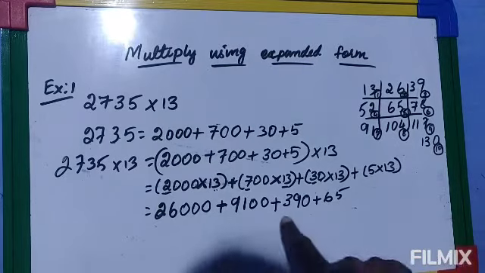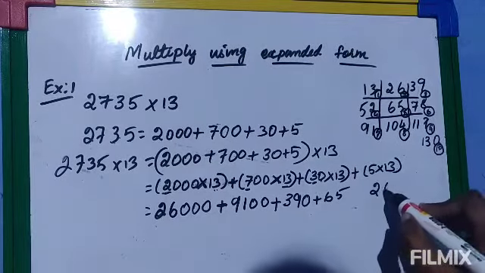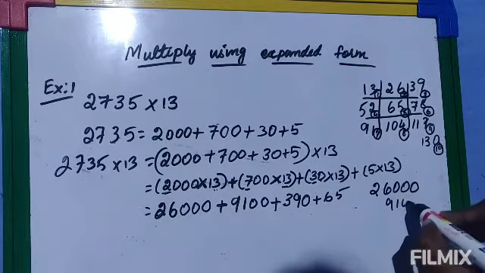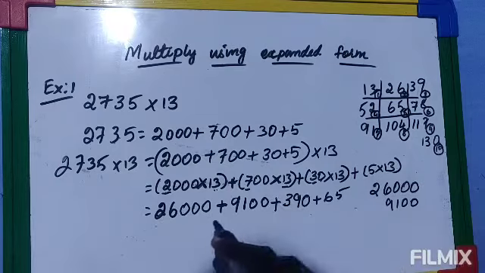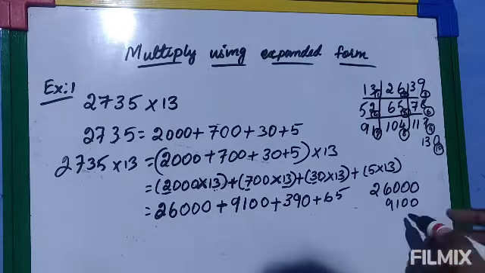Now everything we have in addition, so you already know how to do addition. It is ordinary addition only. Just arrange the digits in order. The number of digits are different, so arrange the digits in order.